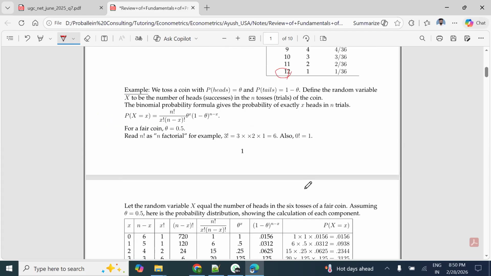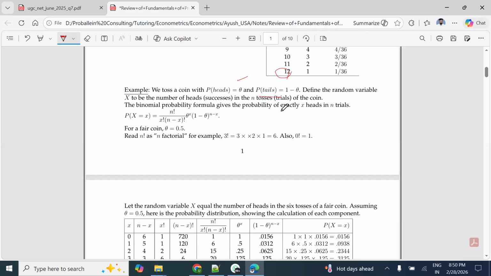No, sir. Next example. When we toss a coin, the probability of head is theta and the probability of tail is 1 minus theta. We define the random variable X to be the number of heads, which is basically success, in the n tosses or trials of the coin.